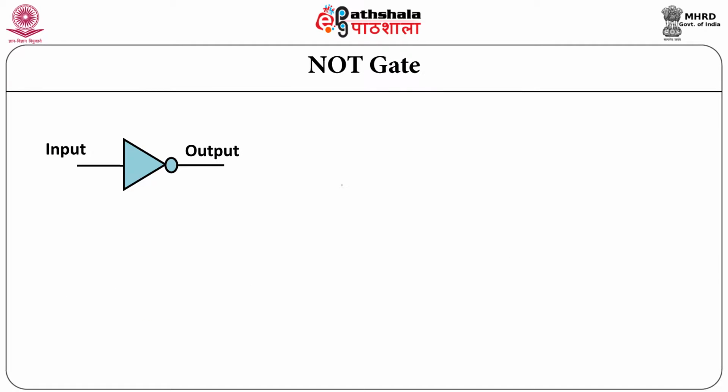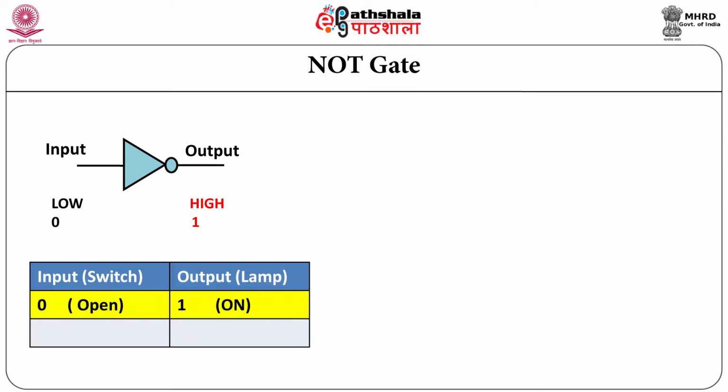The NOT gate is popularly known as inverter. It performs logical inversion or complementation. The purpose of inverter is to change one logic level to opposite level. The low level at the input produces a high level and vice versa. In terms of bits, it changes a 0 to a 1 and a 1 to 0.